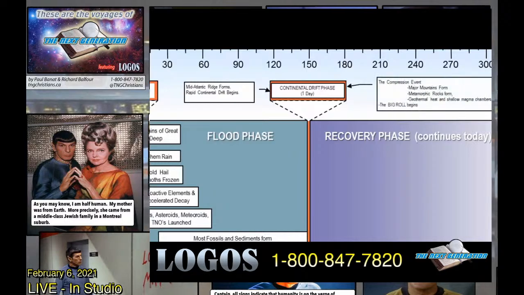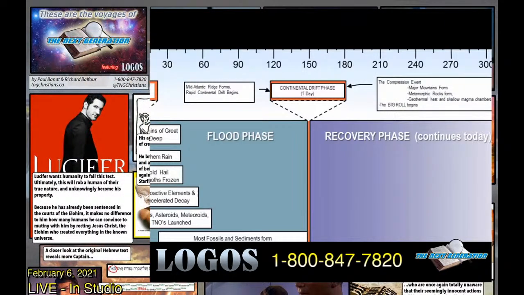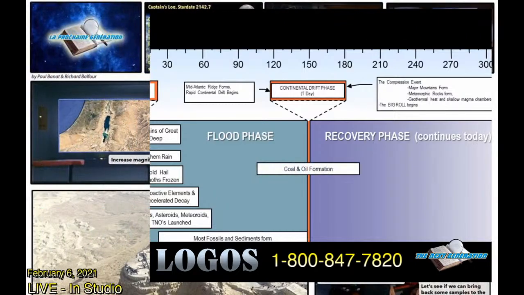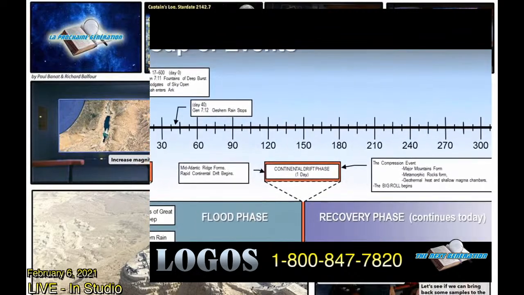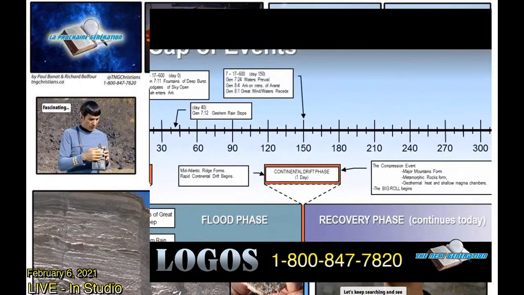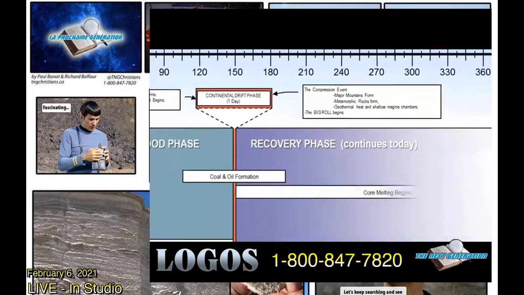The compression event crushed and thickened the hydroplates and formed mountain chains. As that land thickened and rose, the floodwaters drained into very deep ocean basins. Much of the world's buried plant life is compressed and heated, forming many coal and oil deposits. The big roll of Earth's surface begins. After 150 days, the ark comes to rest on a newly formed mountain rising out of the waters.